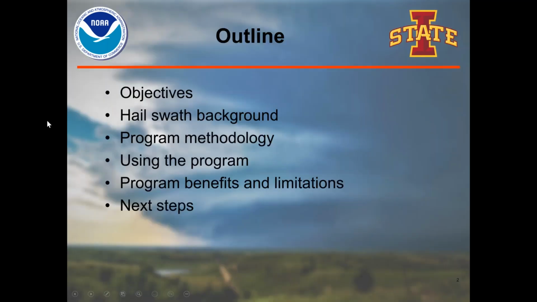So real briefly, to just outline what we're going over: the objectives of the project this summer, background on what hail swaths are and how we look at them on satellite, the methodology that we used for the program that we designed, using the program as forecasters at the Weather Service, then benefits of using the program, and then limitations that it has, and next steps and where we go from here.